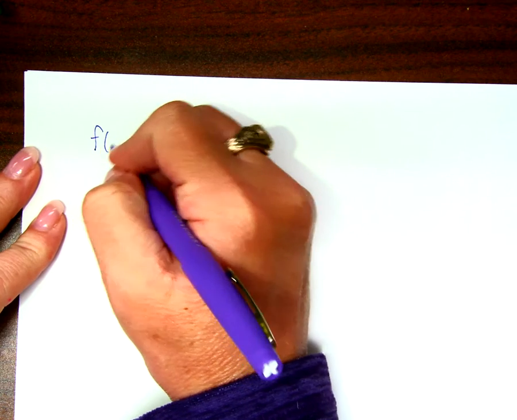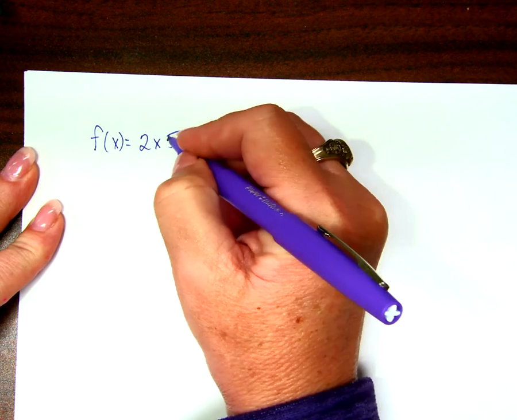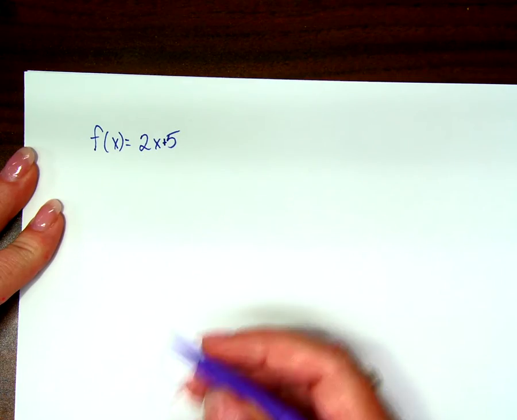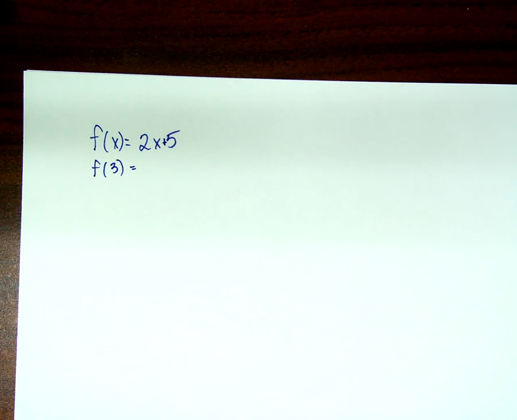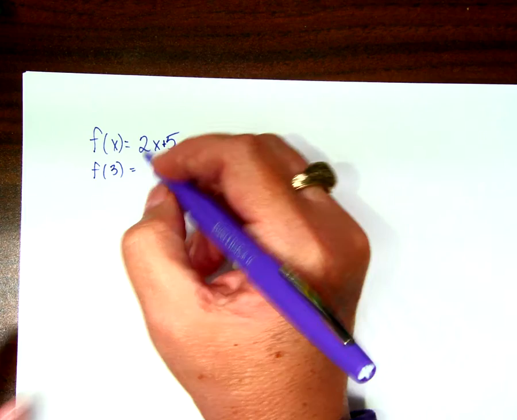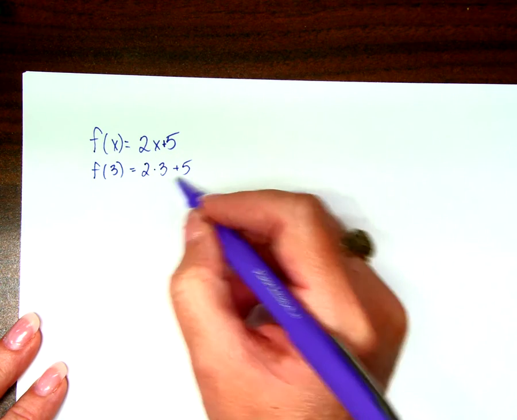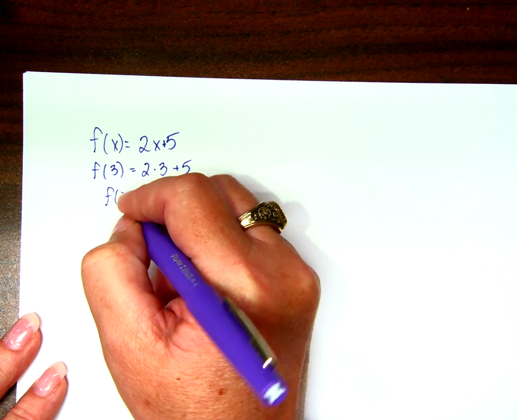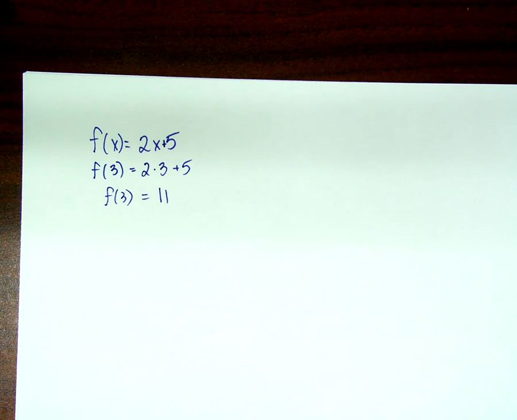Okay? So if we are evaluating any function, do you remember what that looks like? If I say f of x equals 2x plus 5, how do you find f of 3? How do you evaluate that function? Plug in 3 for x. So we say 2 times 3 plus 5. 2 times 3 is 6 plus 5. So f of 3 is 11. Okay? So that's evaluating functions.